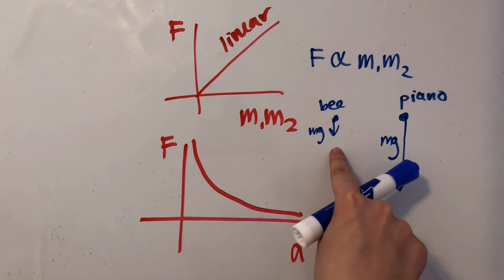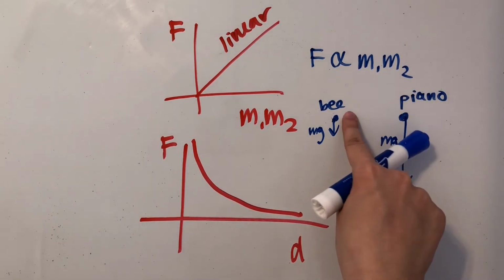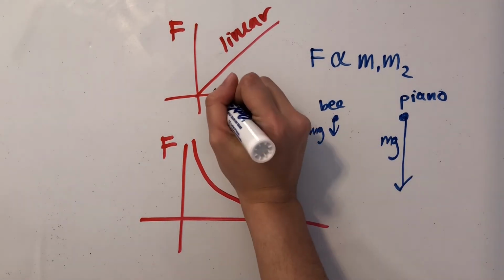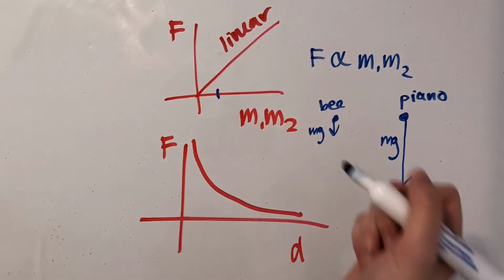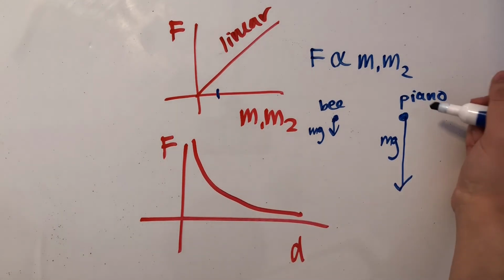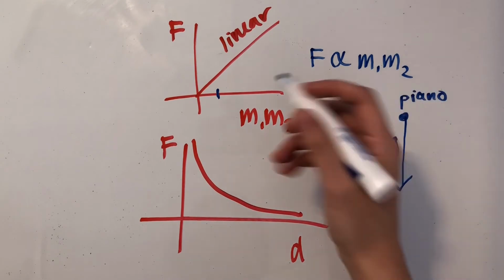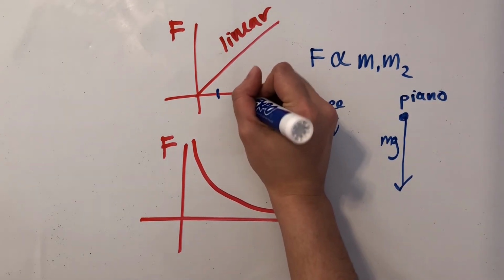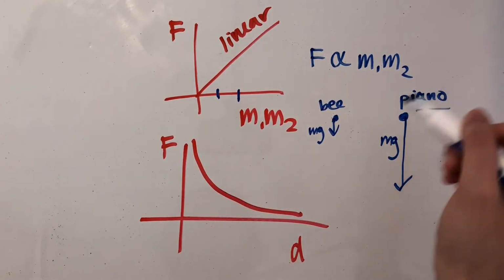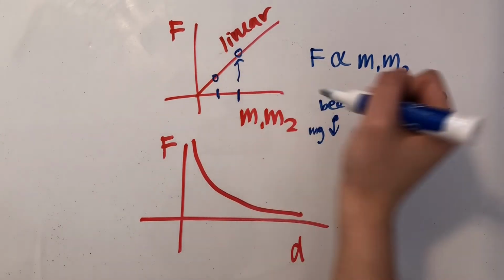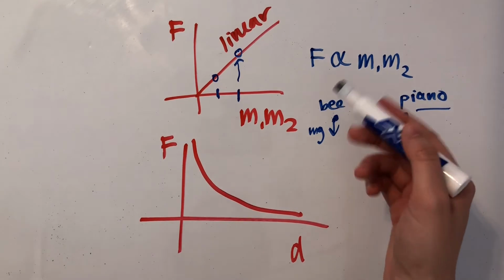And so in this case, with mass 1 being the mass of the bee and mass 2 being the mass of the Earth, let's say that it's somewhere over here, so it's not that big of a quantity. And then the second case, where mass 1 is the mass of the piano and mass 2 is the mass of the Earth, we could say it's somewhere over here because the piano has a much greater mass, and so the force is going to be much greater than the force exerted on the bee by the Earth and vice versa.